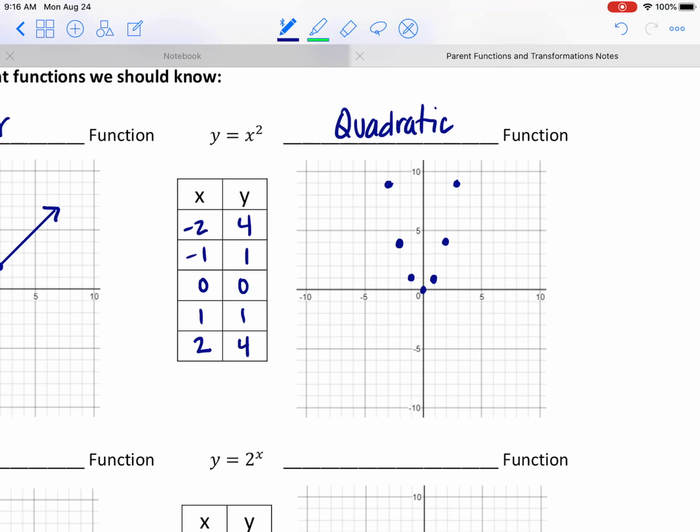Again, I could keep picking smaller x's, so like -3 would go up to +9, and +3 would go up to +9, and this is just going to continue. So we can connect these, and these points are connecting to make a U-shaped graph that we call a parabola.